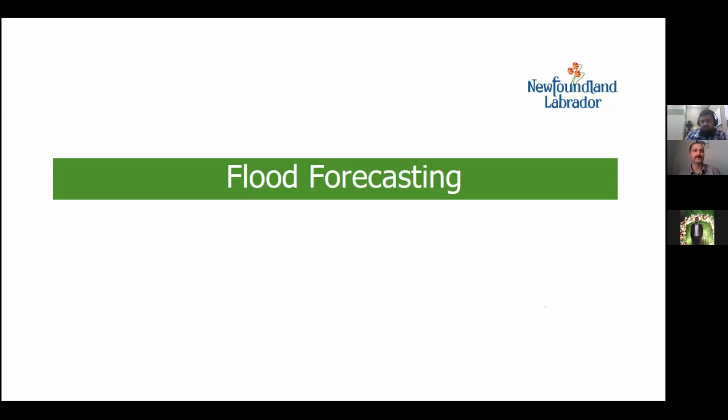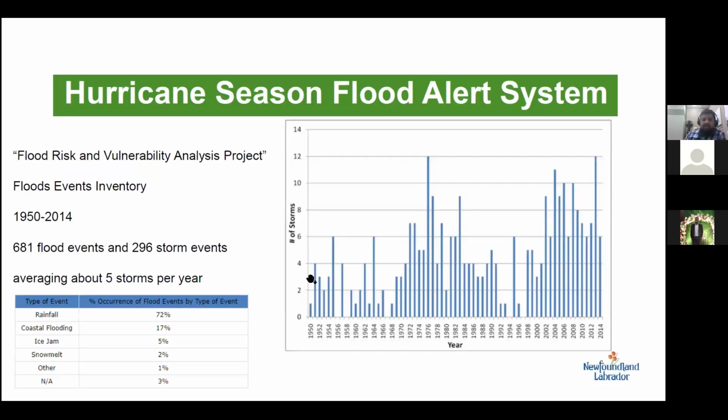Okay, perfect. So the program is the floodplain mapping program, but we're also using the results from this for flood forecasting, right? And let me show you a few examples. So we did a study called the Flood Risk and Vulnerability Analysis Project in Newfoundland, and we compiled a flood events inventory which goes from 1950 to 2014. Actually, we have now updated this to 1900 to 2014. But when we looked at 1950 to 2014, we had 681 flood events, which were the result of 296 storm events. We plotted them by years, right?